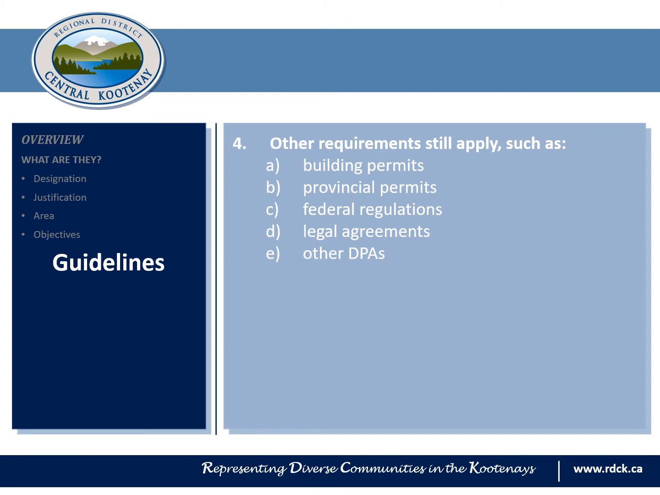The fourth and final guideline clarifies that other requirements of local, provincial, and federal governments still apply. Some examples include building permits, provincial permits like water licenses and other water authorizations, federal regulations like the Fisheries Act, as well as the Species at Risk Act, legal agreements like environmental no build, no disturb, or floodplain covenants, and other DPAs. Ultimately, these four guidelines are in place to ensure that we are being responsible stewards of both fish and wildlife habitat and doing what we can to minimize our impact on the natural environment.